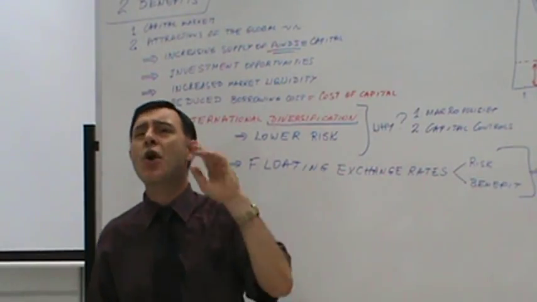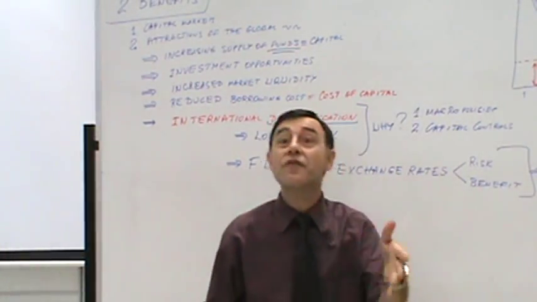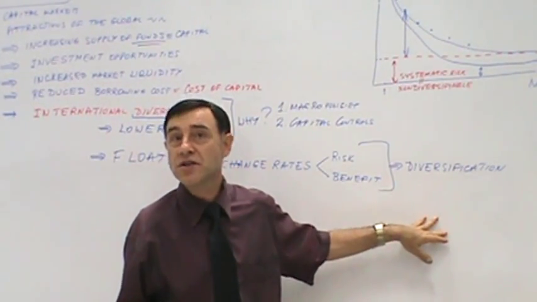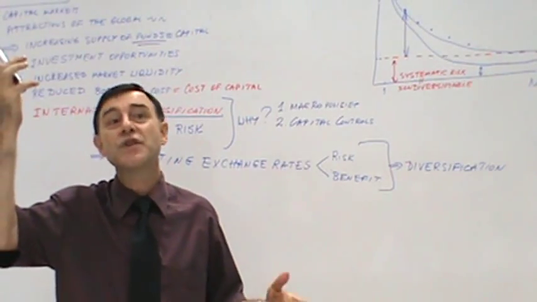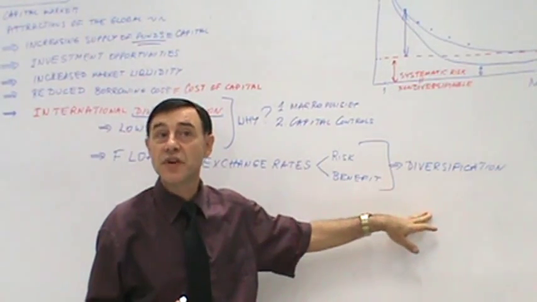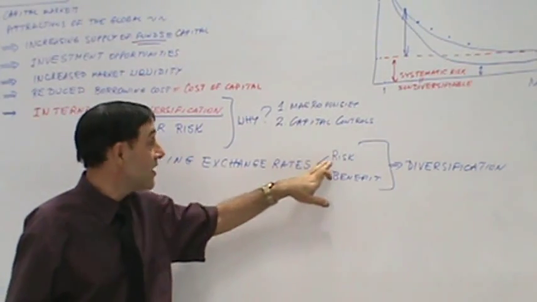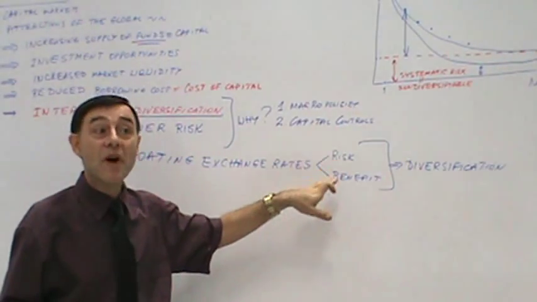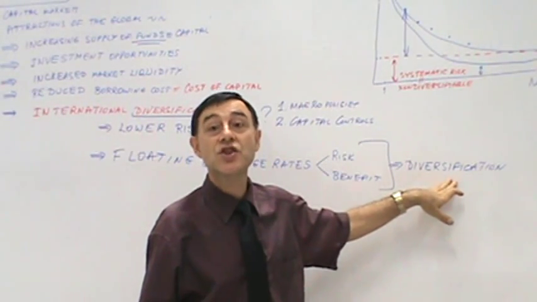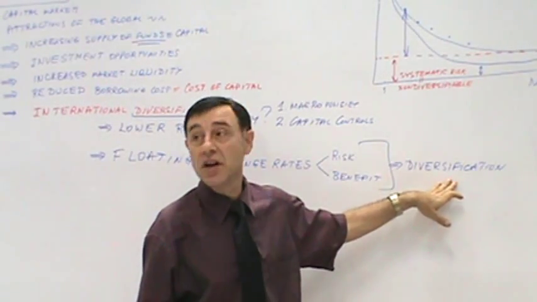Investors put in, I'm just making these numbers up, 25% in euro and euro bonds, 25% in Japanese yen, 25% in US dollars, and 25% in Swiss francs, okay? And that's a fairly good currency diversification. So it is true that floating exchange rates increase risk, but with proper diversification, the exact opposite can be true. Diversification, especially what we now call currency diversification, can lower currency risk.